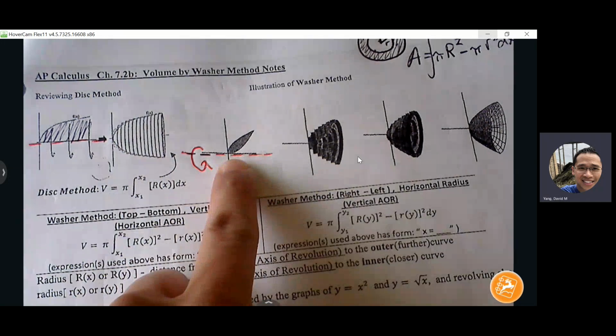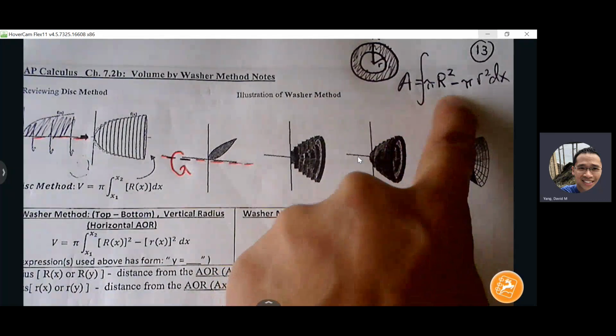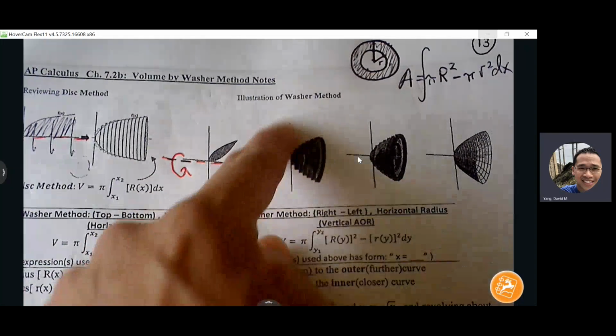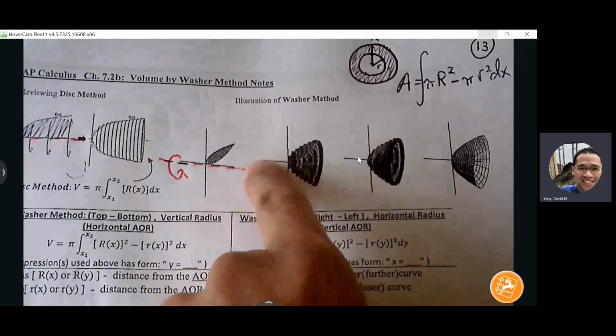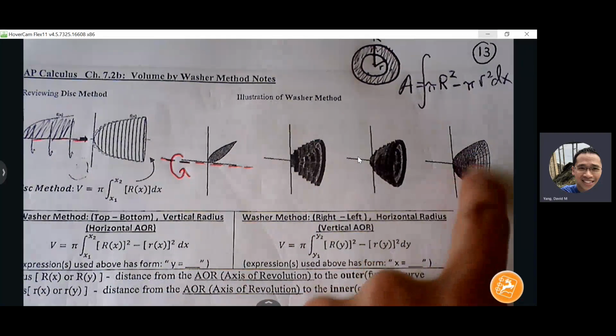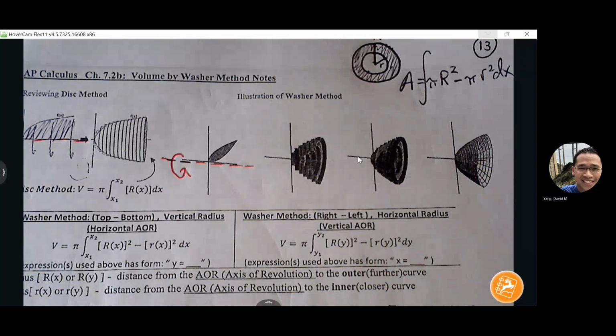Okay, so the challenge here is that we're going to have to create two radii, right? Because we have to basically find the volume of the full object, and then we have to subtract out the volume of the inside portion. If we don't, then we're not finding the true volume of the object that we see.